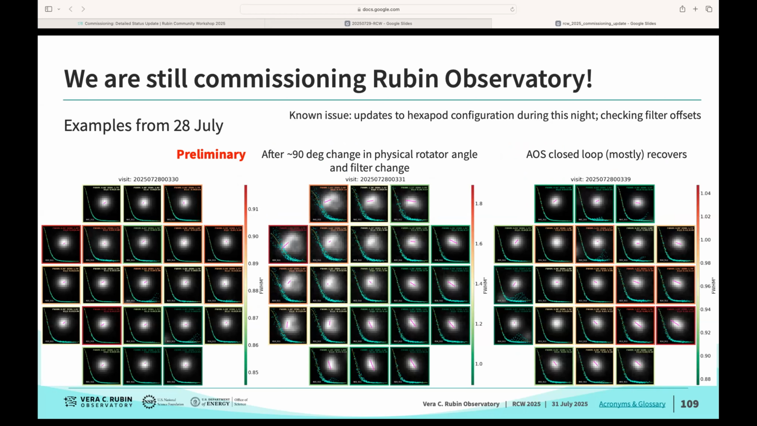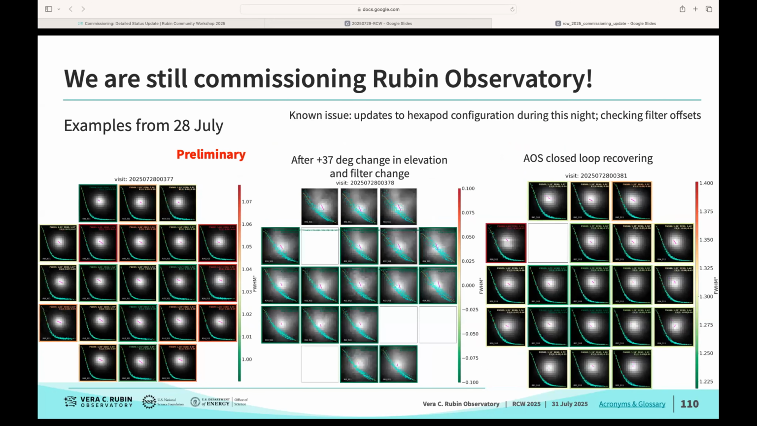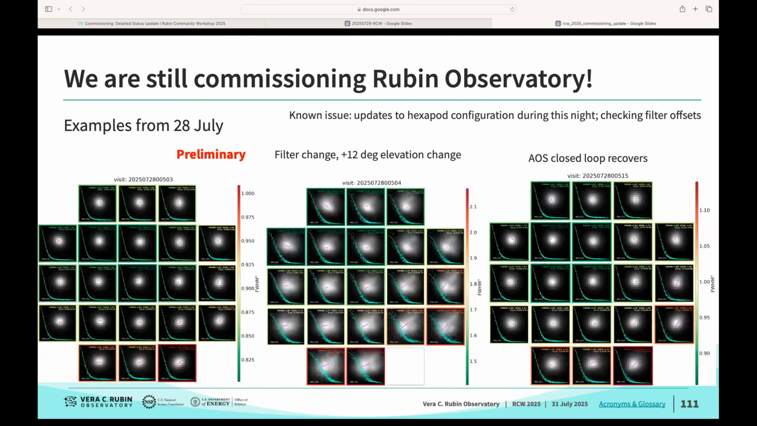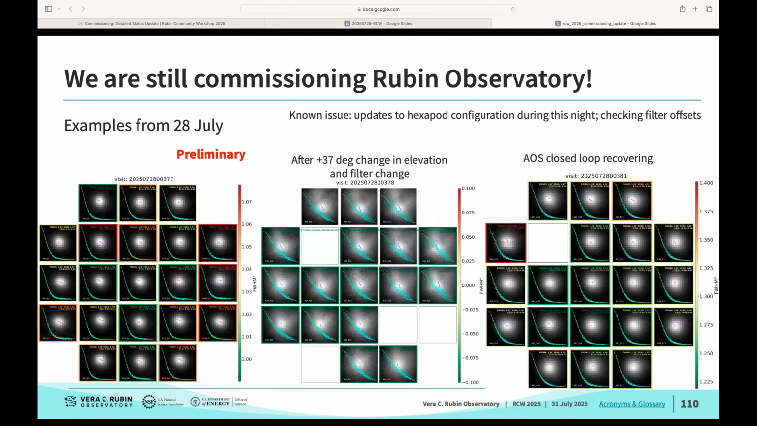If you look on the left, this is an example of where we have delivered image quality at sub-arc second across the entire field of view, but then there's a change in the physical rotator angle, a change in the filter, and the image quality gets much worse. But then after running a few iterations of the AOS closed loop, it recovers. Next two slides are showing similar examples of this, right? So this is basically where we're continuing to put our efforts.